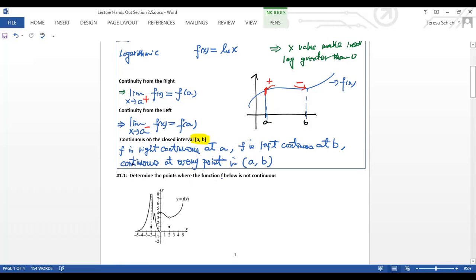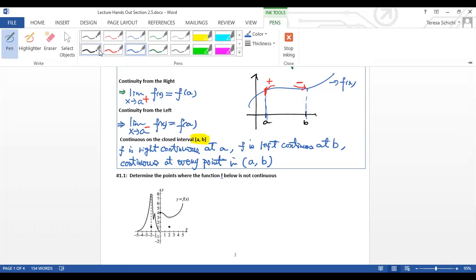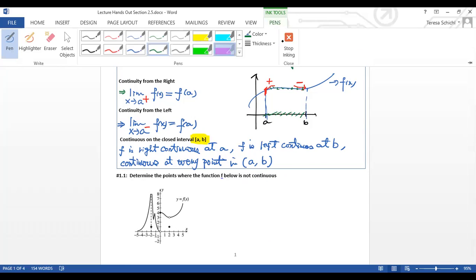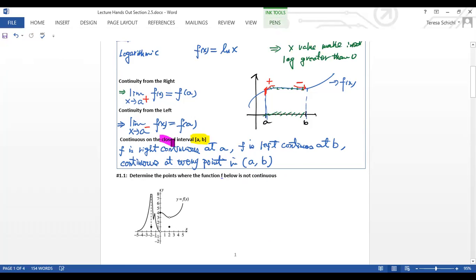So three conditions, right? It has to be right continuous, it has to be left continuous, and of course everything inside this interval AB has to be continuous. So it's three continuity conditions here. That's how we define a function being continuous on a closed interval. Be very careful here.